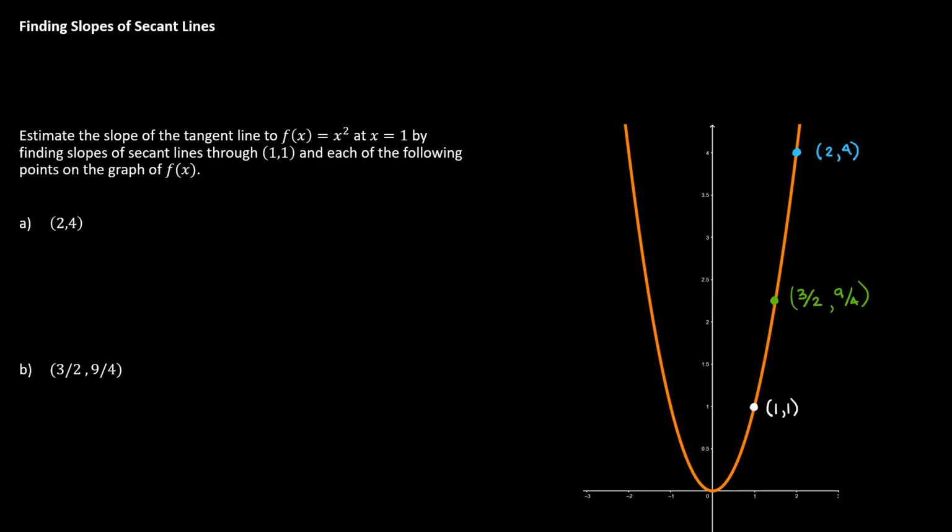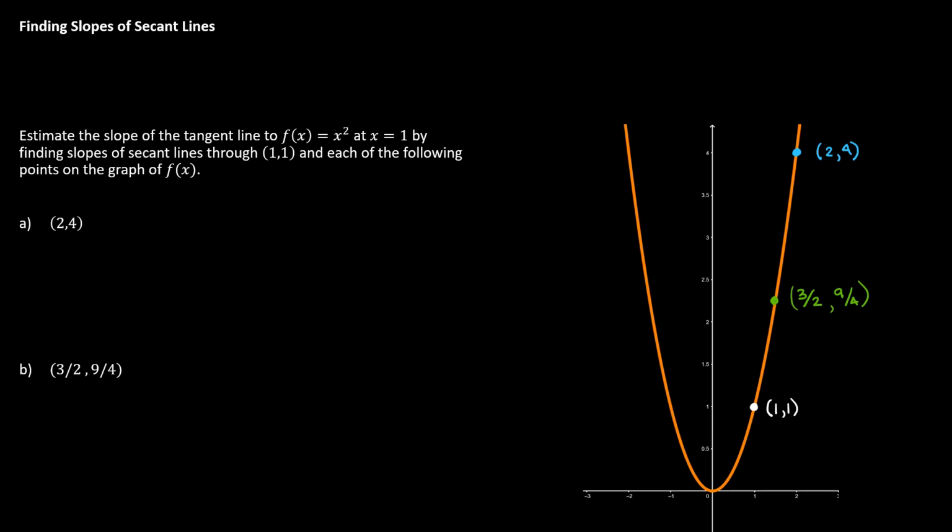We can use the slope of a secant line to approximate the rate of change for any function. Let's give it a shot. Here we're looking at the function f of x equals x squared, and we want to approximate the rate of change at x equals 1 by finding slopes of secant lines from that anchor point at (1, 1) to two other points. One of the points is at (2, 4). We can see that in blue on the graph. The other point is at (3/2, 9/4). We can see that in green on the graph. And our anchor point, (1, 1), that's in white.